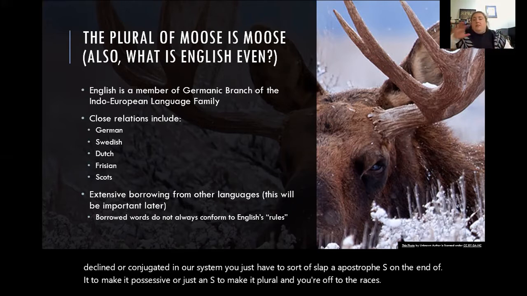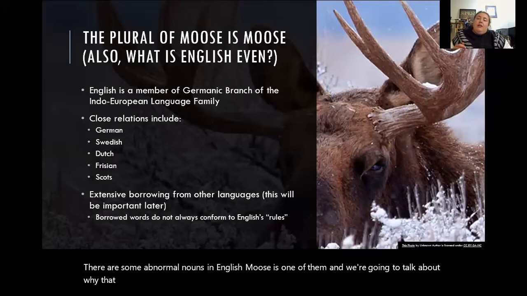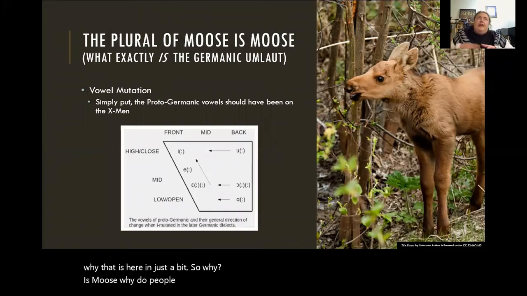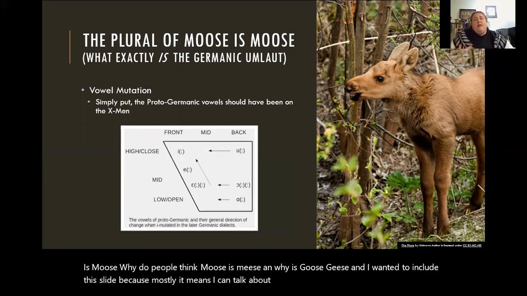There are some abnormal nouns in English. Moose is one of them, and we're going to talk about why that is in just a bit. So why do people think moose is meese? And why is goose geese? I wanted to include this slide because mostly it means I can talk about the Germanic Umlaut, which is one of my favorite things.